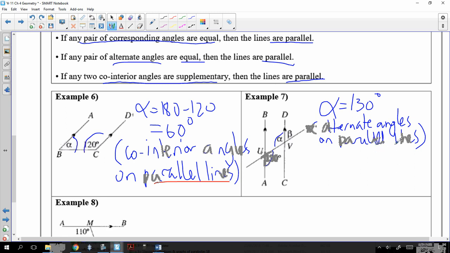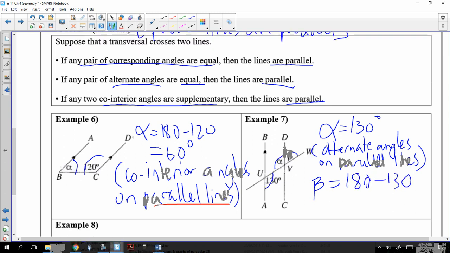Now, how do I find beta? You write beta equals 180 minus 130. Good. That will be angles on a straight line. Angles on a straight line. Okay, good.